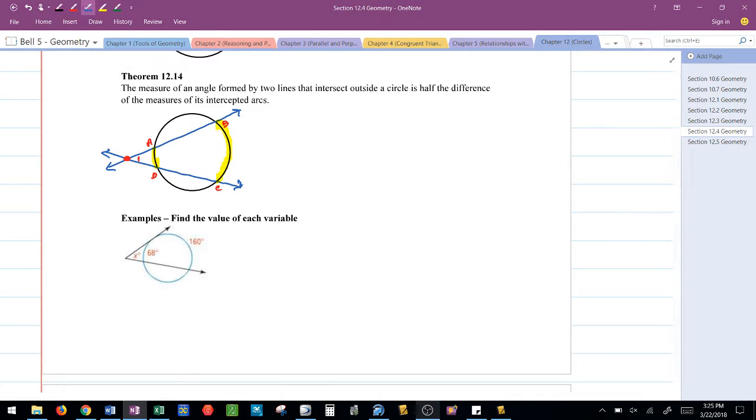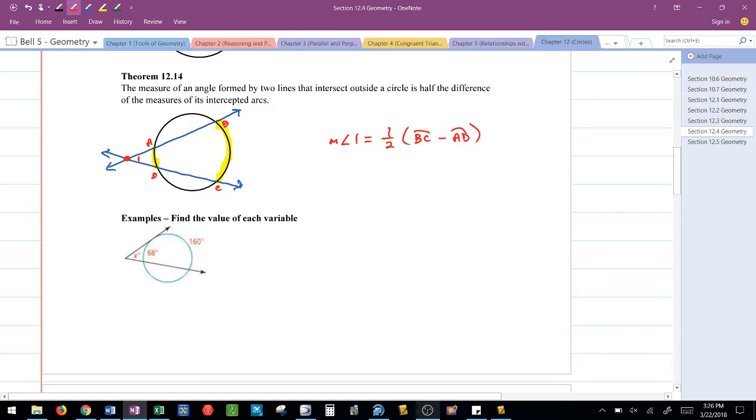All right? This equation is slightly different. So what we know here is that the measure of angle 1 will still be half, but instead of adding the two arcs, we're now going to subtract: arc BC minus arc AD. And that will give me the measurement of that angle.